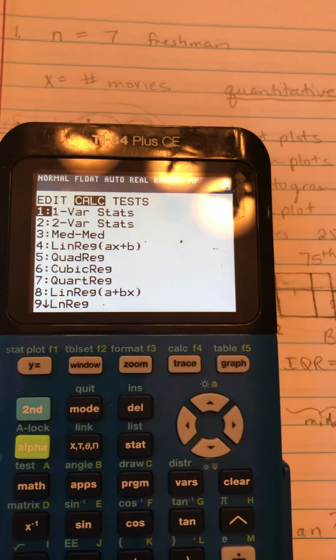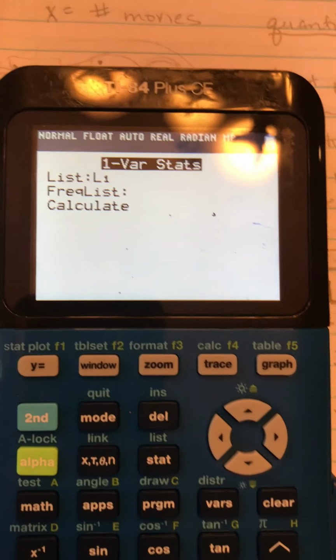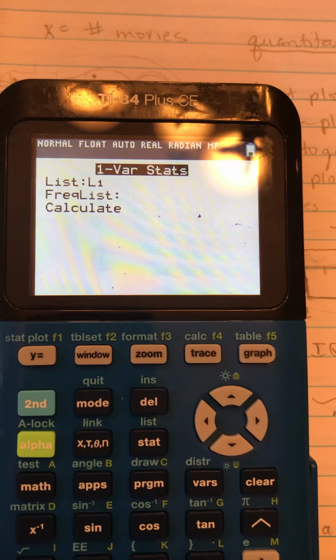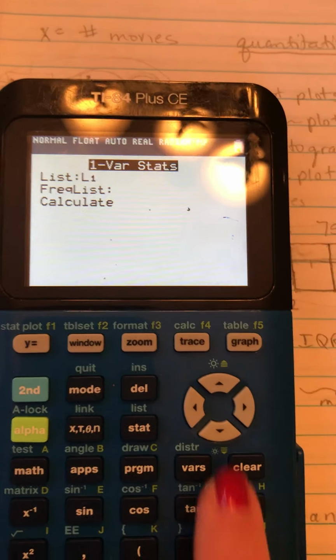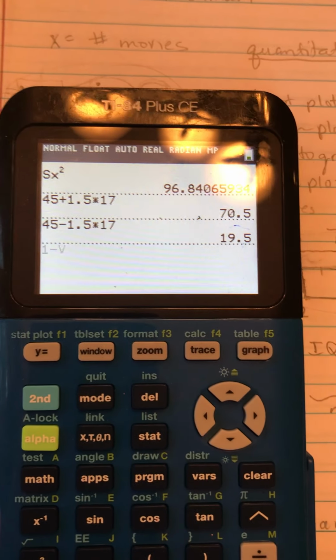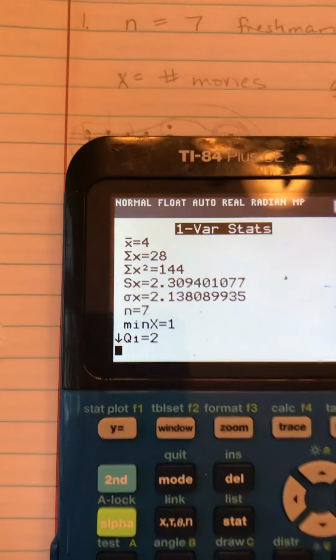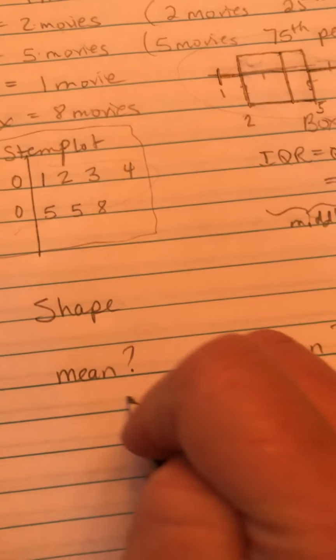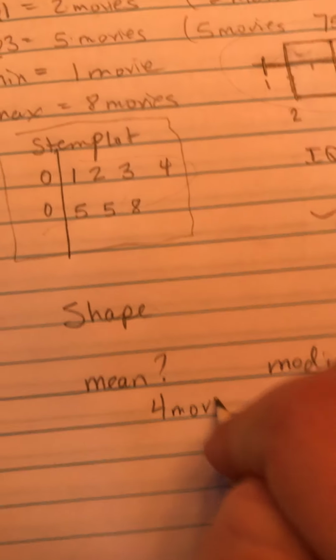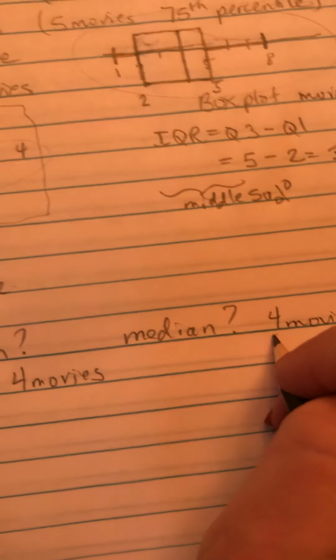If I calculate the 1-Var Stats, this was in list 1, there is no frequency. Calculate, so paste that to the main screen. The mean is 4 movies. All right, so the mean is 4 movies, which happens to be the same as my median.